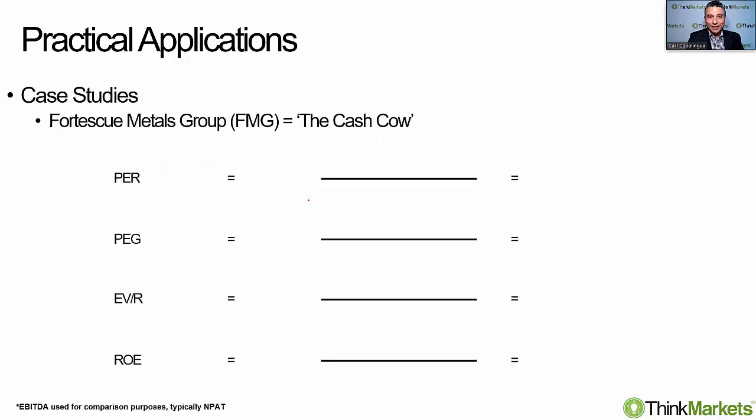Into the first of our 3 case studies today. And the first one is Fortescue. I've tried to pick 3 companies that are quite different and represent different fundamental analysis concepts here. I've classified Fortescue as the cash cow.